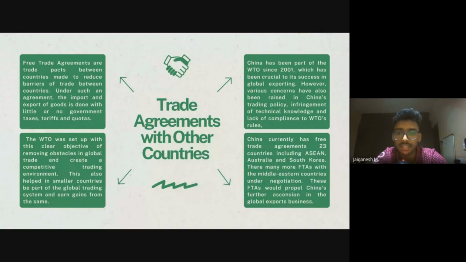Various concerns have also been raised about China's trading policy after this, which include the infringement of technical knowledge and the lack of compliance with WTO's rules. China has engaged in around 23 free trade agreements, primarily with Asian nations, Australia and South Korea. And there are many more FTAs under negotiation with Middle Eastern nations. These FTAs would propel China to further expand its export dominance in the world.